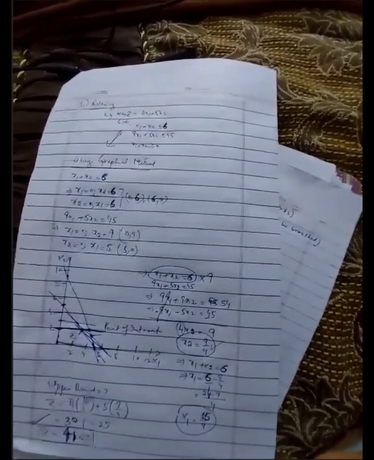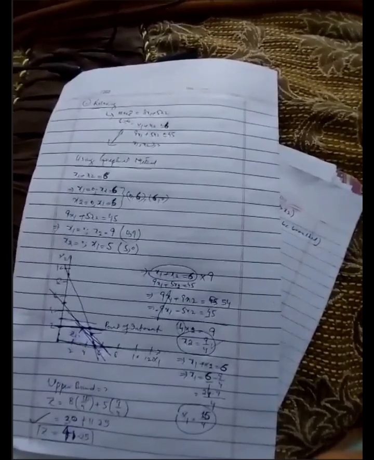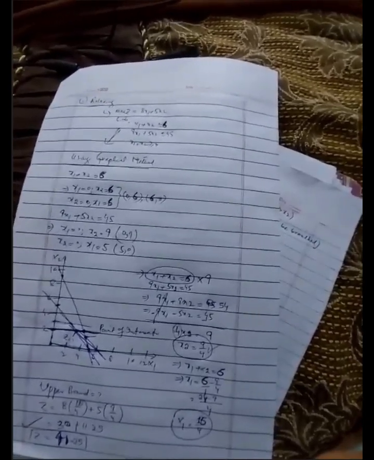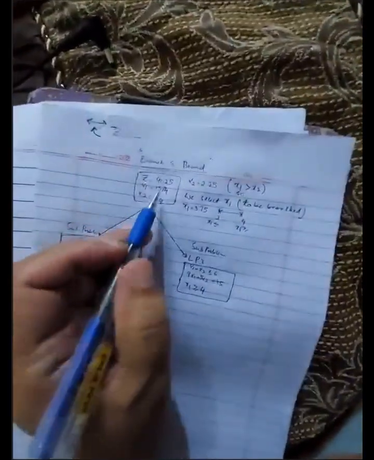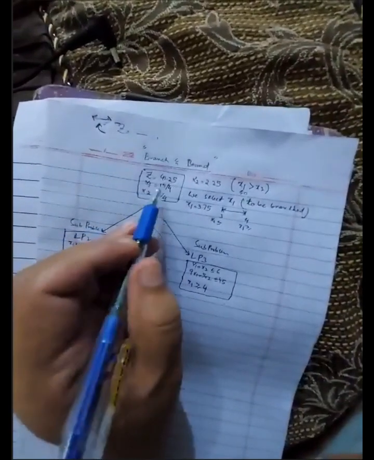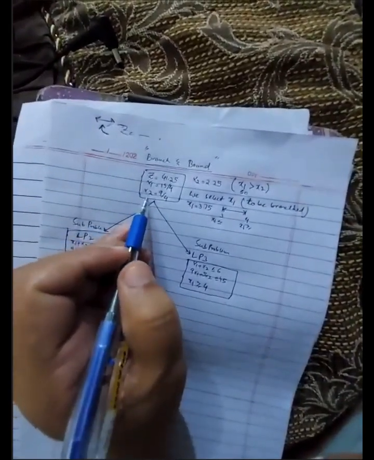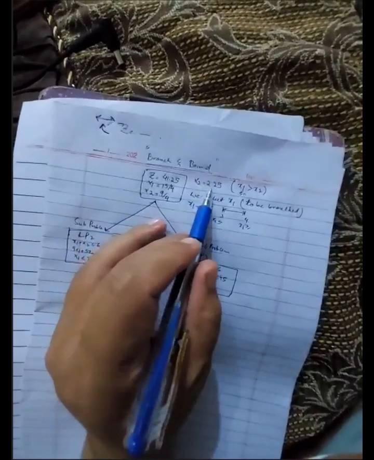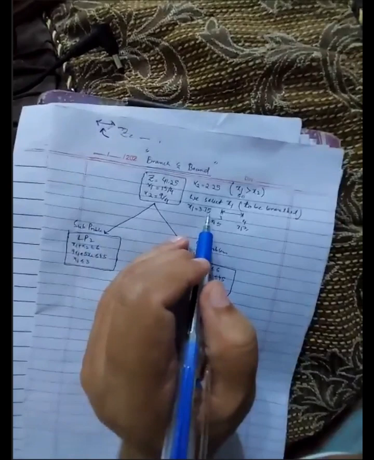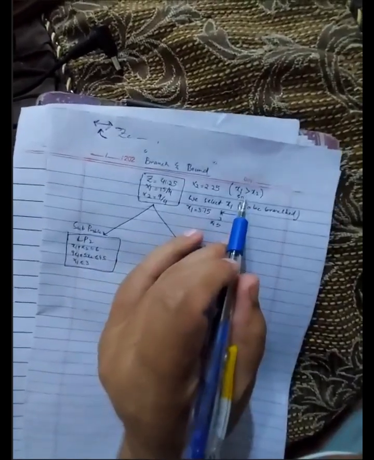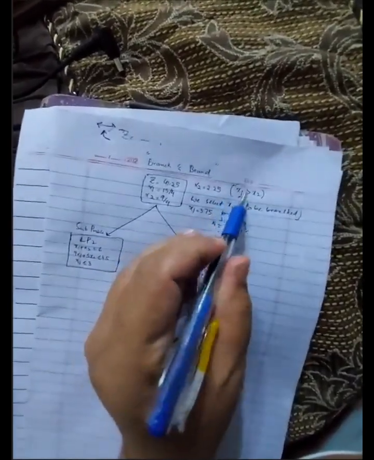So this is the maximum z value. This is the upper bound. This is the maximum z value that we can actually achieve. Now here we have z is equal to 41.25. This is the x1 value, this is the x2 value. Now we know that x2 is equal to 2.25 and x1 is 3.75. So x1 is greater than x2, so we will branch it based on x1.